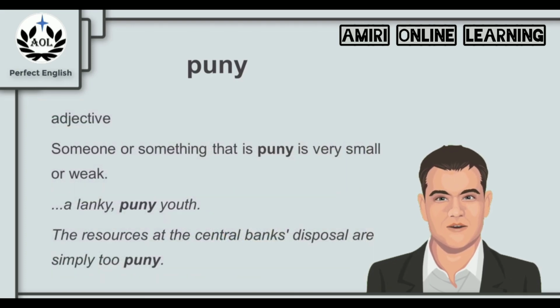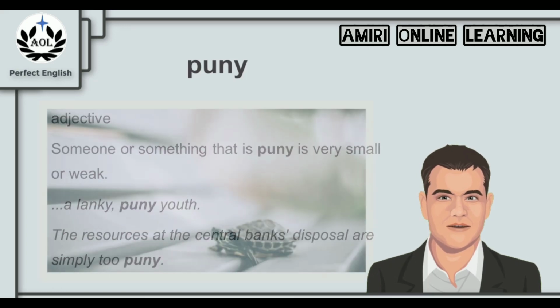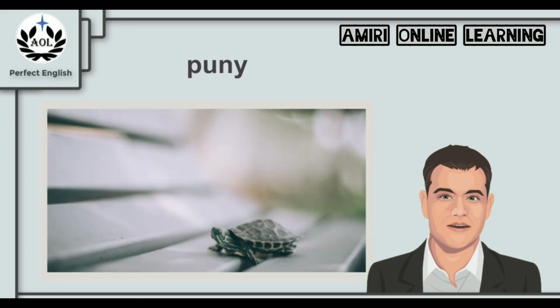Now, puny is an adjective. Someone or something that is puny is very small or weak. For example, we say a lanky, puny youth, very weak, very small. Or another example, the resources at the central bank's disposal are simply too puny, very weak. So the next time you remember the picture of this tortoise, remember the word puny and what it means. And that is all for this chapter.